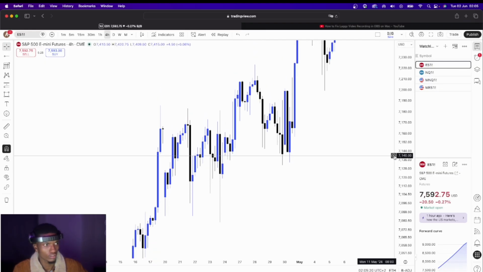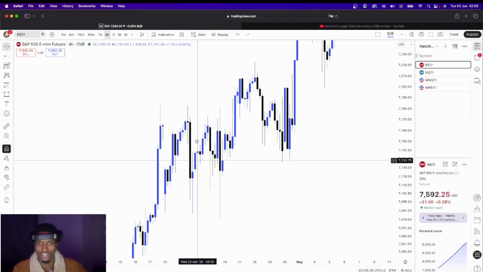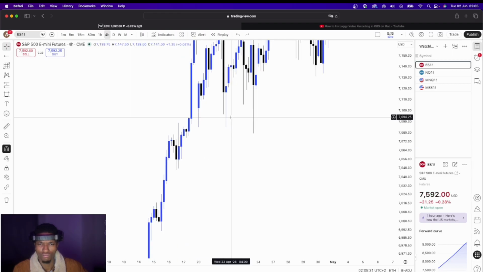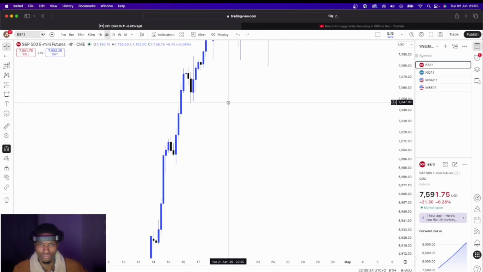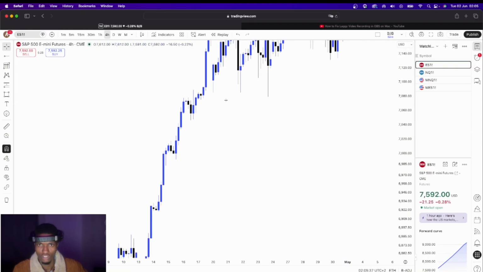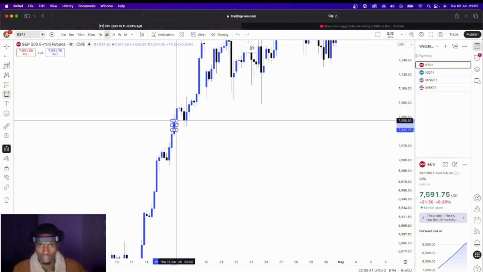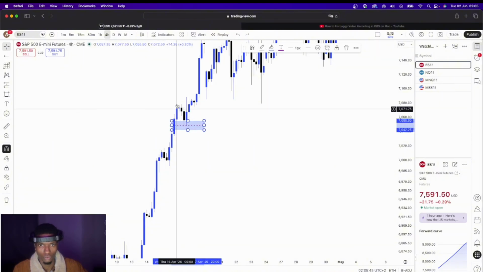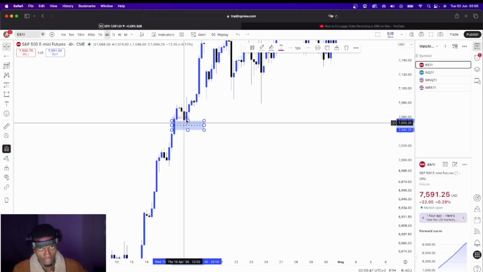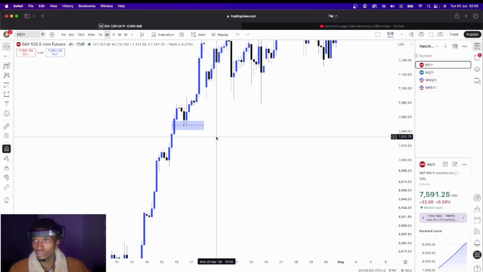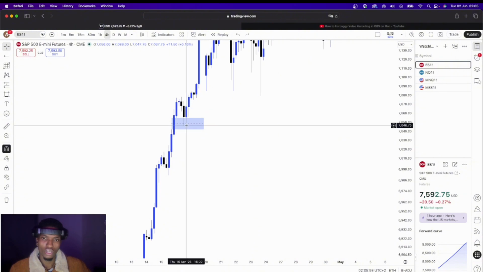I was still checking if we're lagging or not. So let's see if we can find another one. There's another one here. See, there. What did price do? It went up, it came back into the fair value gap to fill it in, and then it went up.